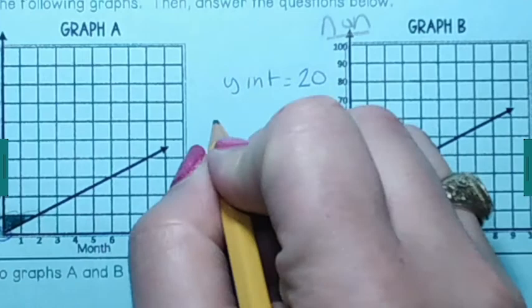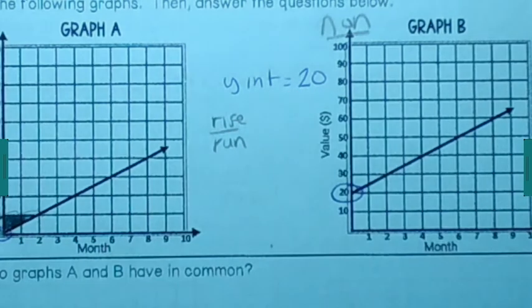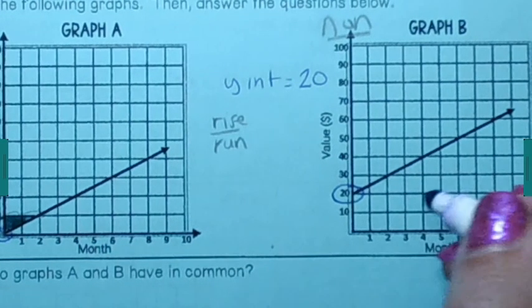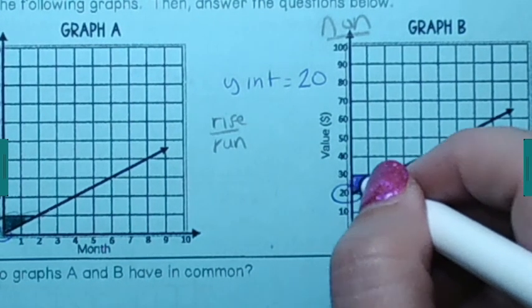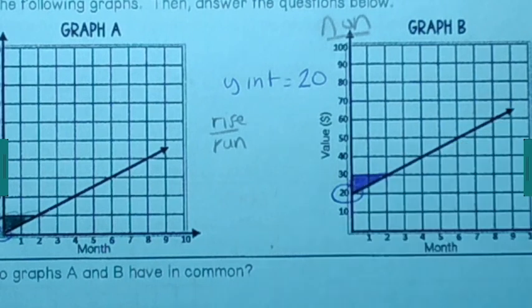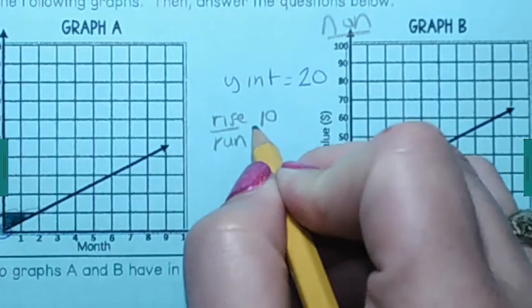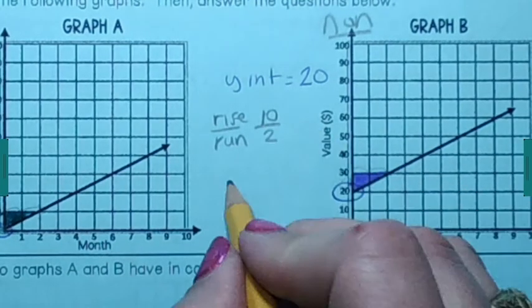Okay, I still want to find my ROC, my rise over my run. Still need to make a triangle. Do I know where it touches on 1? No. Do I know where it touches at 2? Yes. Okay, so color your little circle in, your triangle, sorry, circle. All right, now how far did I rise up? 10. How far did I run over? 2. What is 10 over 2?